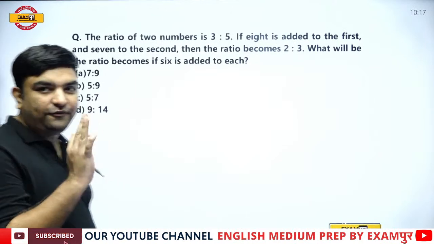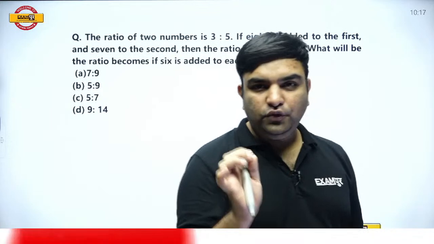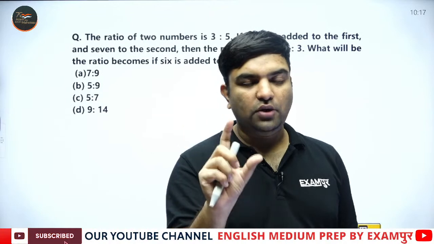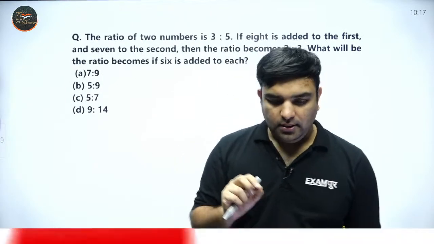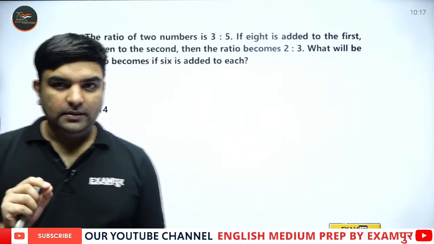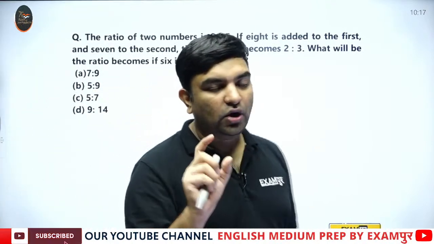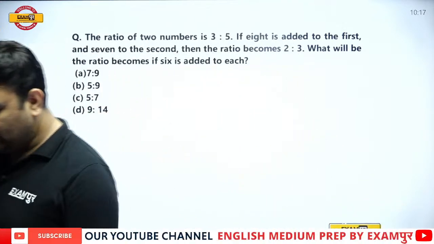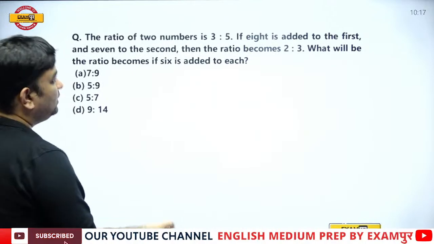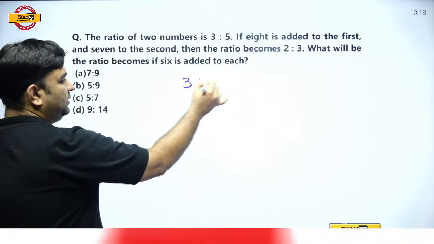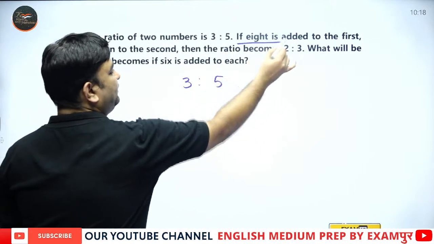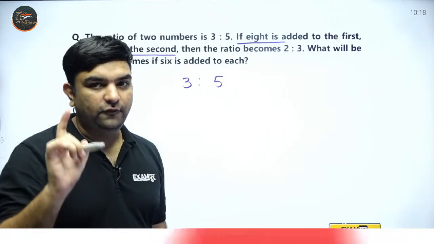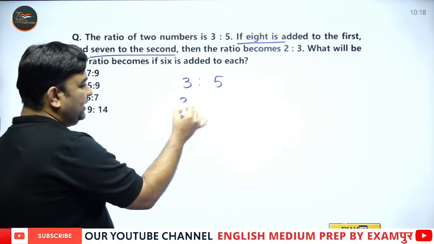Now you are adding different numbers. When you have to add different numbers, that ratio cannot be done directly by the ratios. Now it's necessary to assume the k. Take 3:5, where 8 is added to the first and 7 is added to the second. You are adding different numbers, so do not forget to take the k.